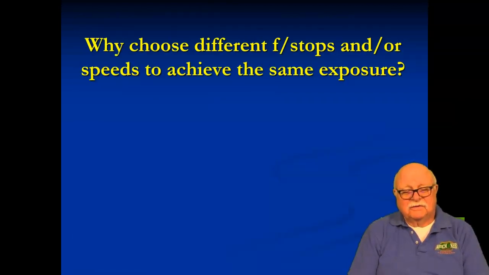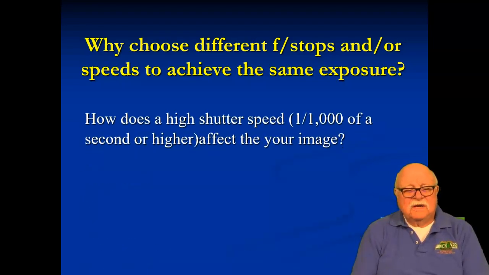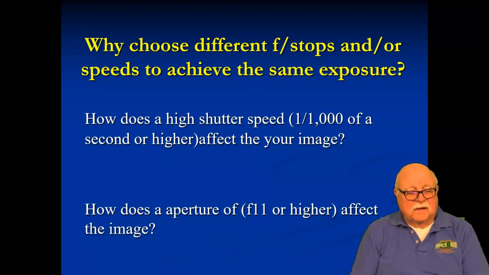Why do we choose different f-stops and/or shutter speeds to achieve the same exposure? We need different results. If you want to stop action, then you need a high shutter speed to stop the action in the image. When you do that, you have to change the other things to balance out the proper exposure. How does an aperture of f11 or higher affect your image? f11 or higher means that you have a lot of depth of field. The foreground and background objects are both in focus, but the other objects in the image, if they're moving, might be blurred.